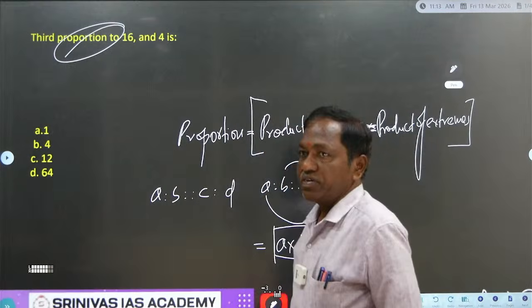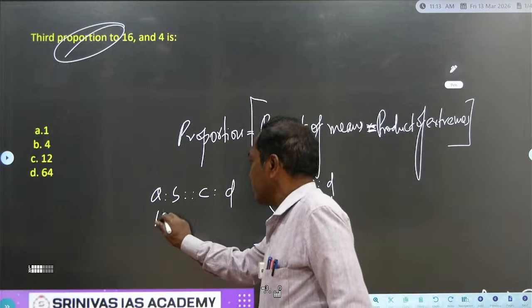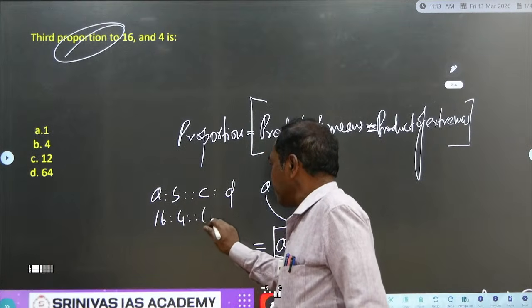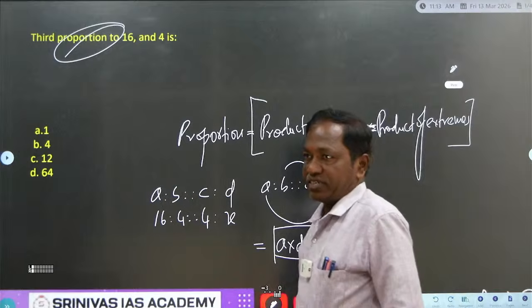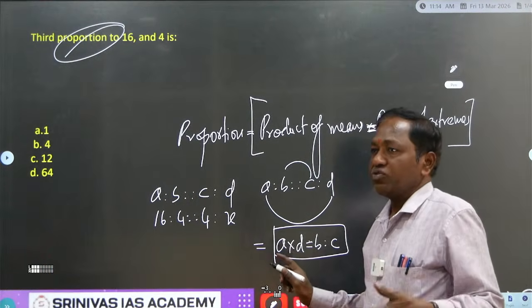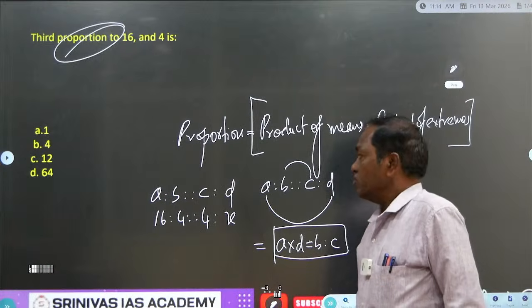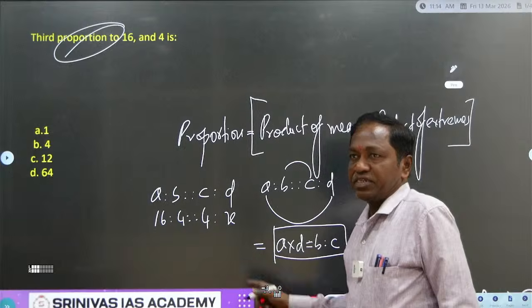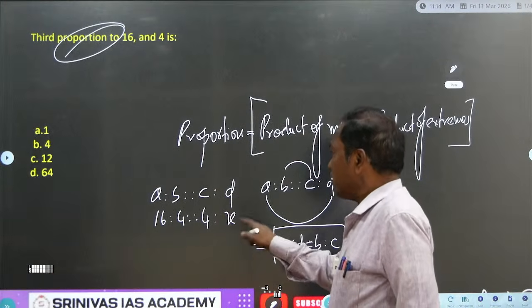What are the terms given here? 16 and 4, and 4 can be repeated here. Always the last term can be treated as X. You can't remember everything, so you say the last term is X. If there are 3 terms, straight away you write A, B, C like that. Now product, what is the value?